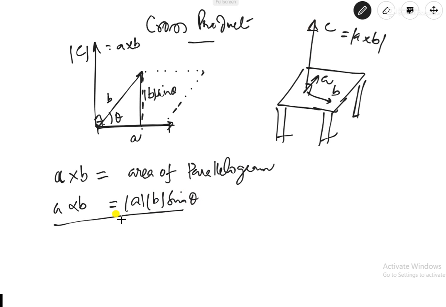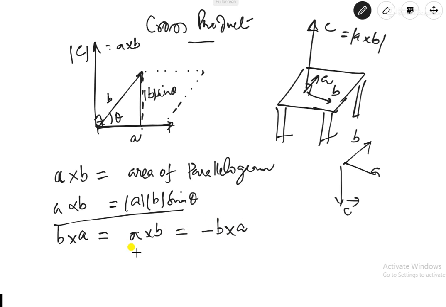You have to think that B cross A is not equal to A cross B, because when you change the direction, C will go down automatically. If you change the multiplication from A into B to B into A, the direction of C goes down. So this is negative: A cross B is equal to minus B cross A. This is not commutative. In order to find the direction of the C vector, we follow the right hand thumb rule.